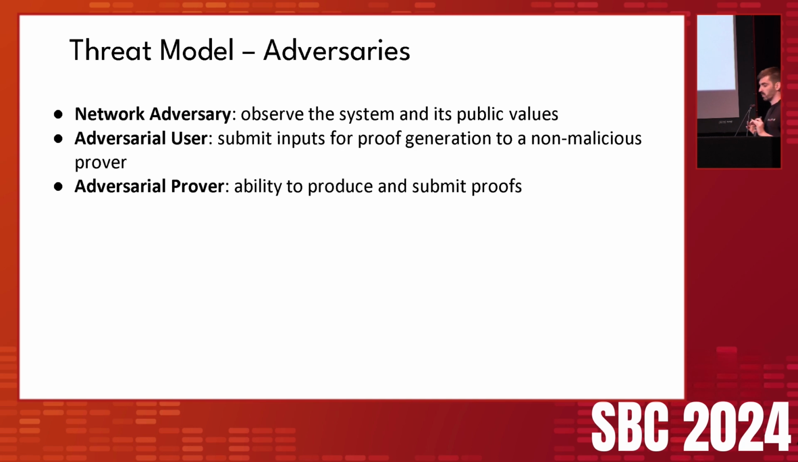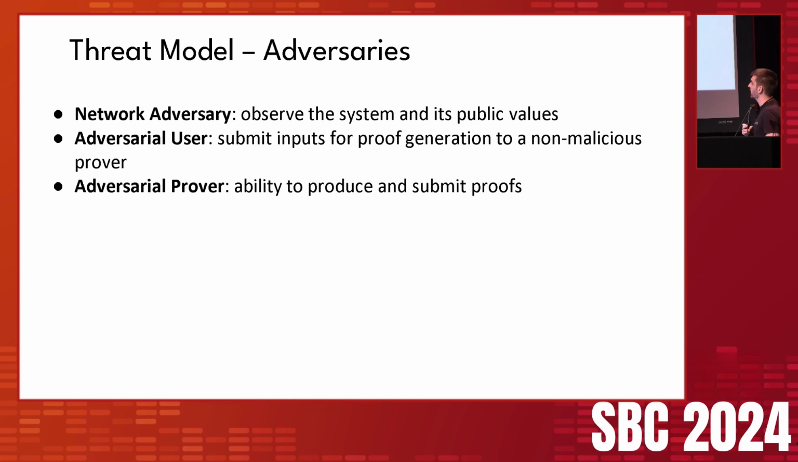And here are our three basic adversaries that we identified. The first one is the network adversary, which basically can just observe the system and the public values. The second one is an adversarial user that can submit inputs to a non-malicious prover that will then generate the proof. And finally, we have the adversarial prover, which has the ability to produce and manipulate proofs and submit them to the verifier.